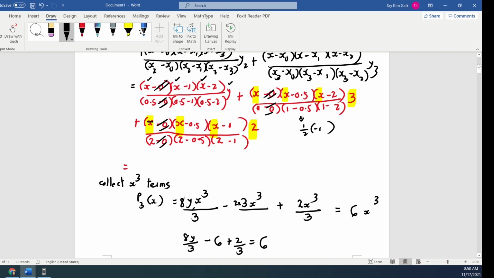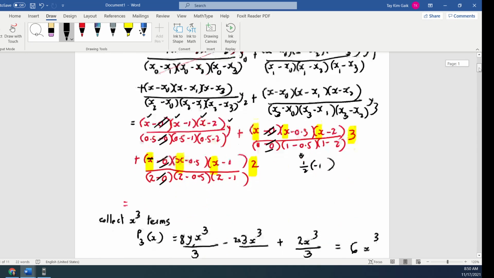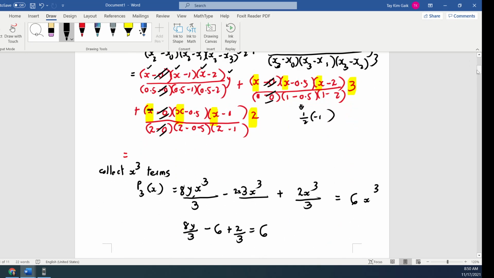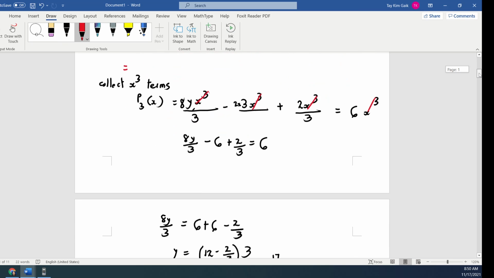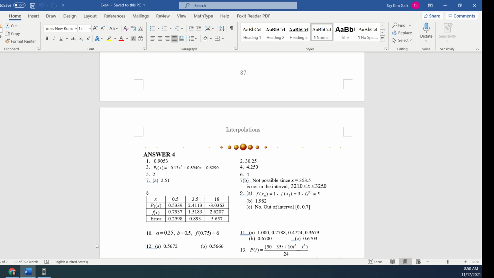And then equal to 6, because they said the coefficient for x cube is 6, so you have 6x cube. Then you compare x cube on both hand sides. Here you got x cube, x cube, x cube, x cube. Compare the x cube on both hand sides, then you can solve for the y here. So this is the exercise for question 4.